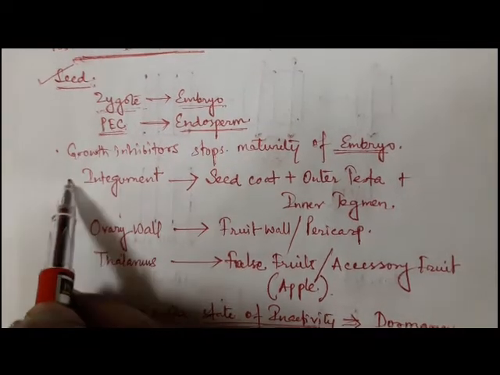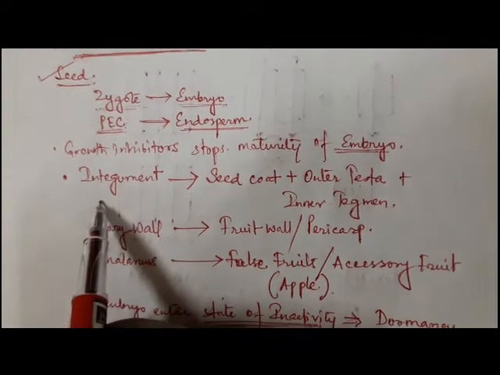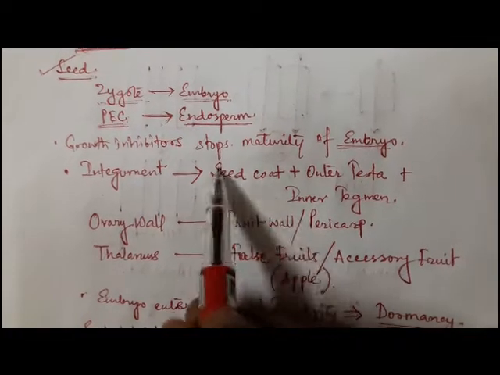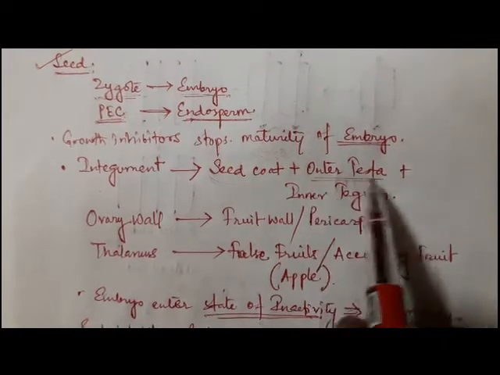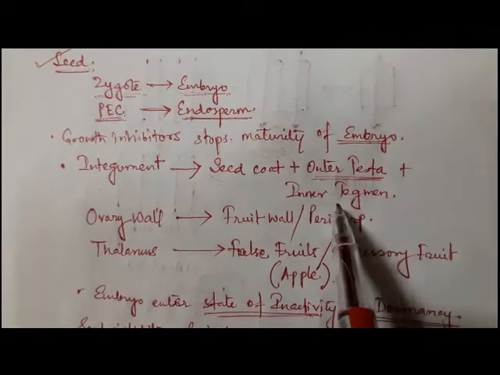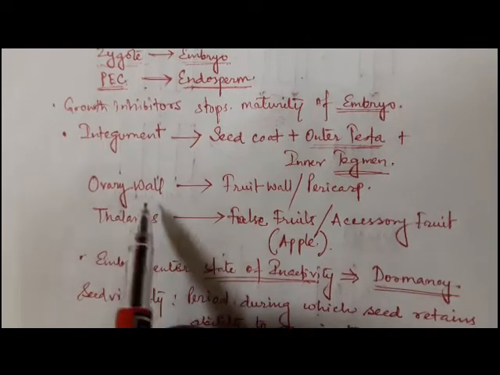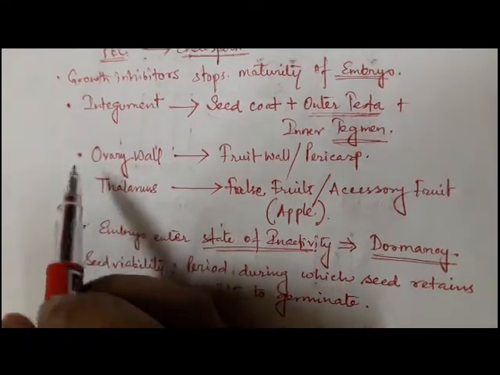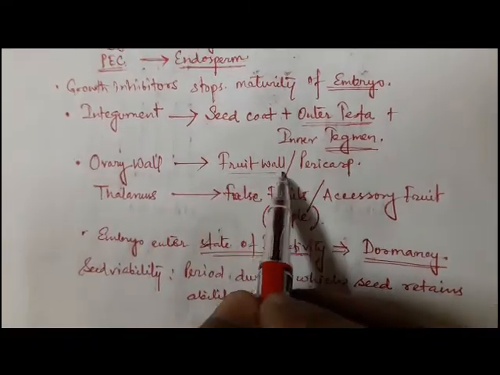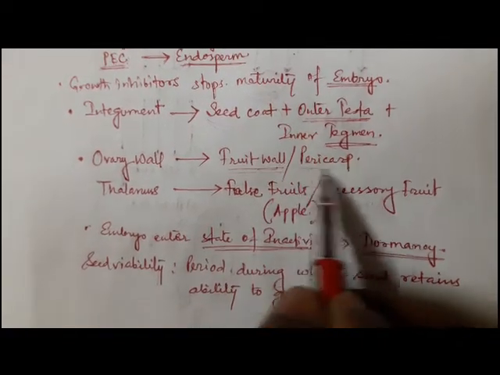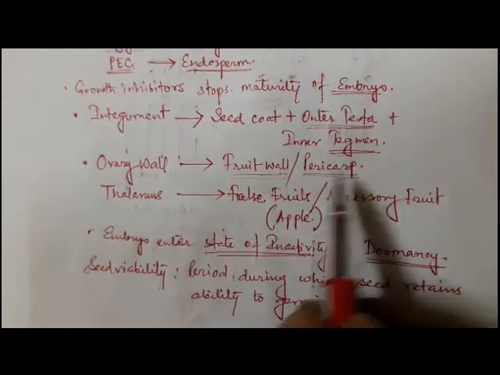Next is the integument part. The integument undergoes the formation of the seed coat, which is the outer testa and the inner tegmen, right? The ovary wall undergoes the transformation into the fruit wall, which we can also say as pericarp.